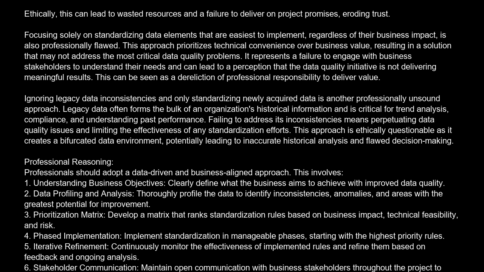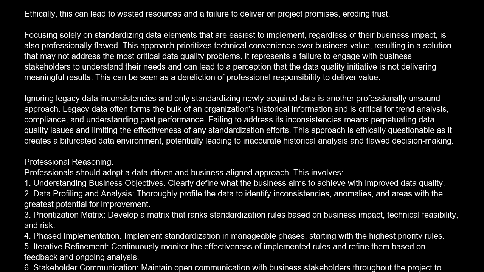Ignoring legacy data inconsistencies and only standardizing newly acquired data is another professionally unsound approach. Legacy data often forms the bulk of an organization's historical information and is critical for trend analysis, compliance, and understanding past performance. Failing to address its inconsistencies means perpetuating data quality issues and limiting the effectiveness of any standardization efforts. This approach is ethically questionable as it creates a bifurcated data environment, potentially leading to inaccurate historical analysis and flawed decision-making. Professional reasoning. Professionals should adopt a data-driven and business-aligned approach.